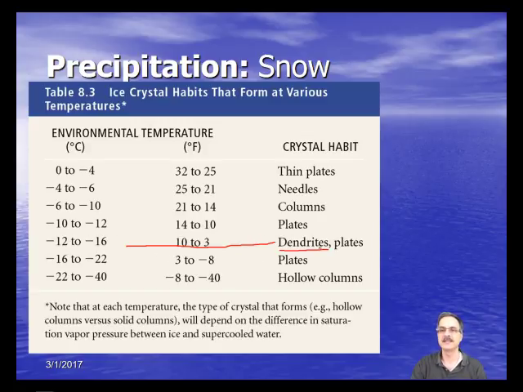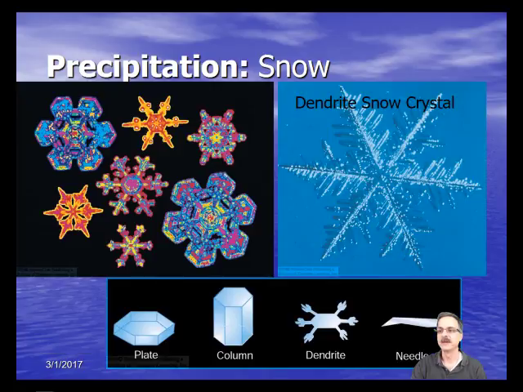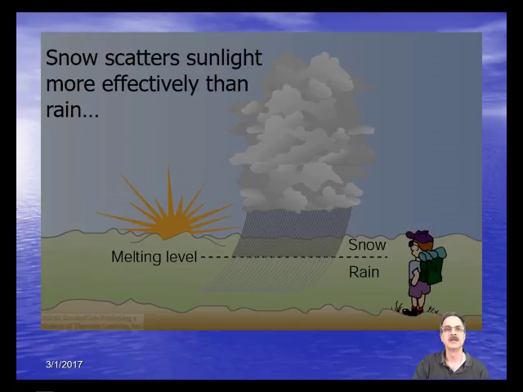So what do these snowflakes look like? Well, they look like this. Here's the classic dendrite snowflake right here. It's got that classic snowflake look. Here are some other forms of snowflakes. Here's what we call plates, columns, dendrites, and needles. So you can have lots of different types of snow falling, and it all depends on what temperature these snowflakes were formed in.